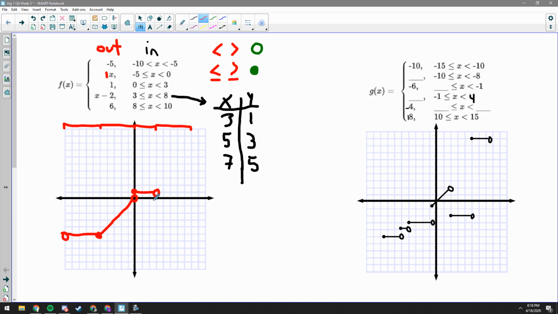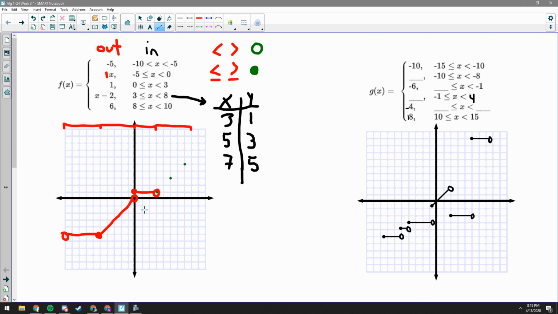So I have the point 3, comma 1. I'm going to need that point. Now I need 5, comma 3: 1, 2, 3, 4, 5, 1, 2, 3. Need that point. And 7, comma 5. Then I can connect all my dots together.